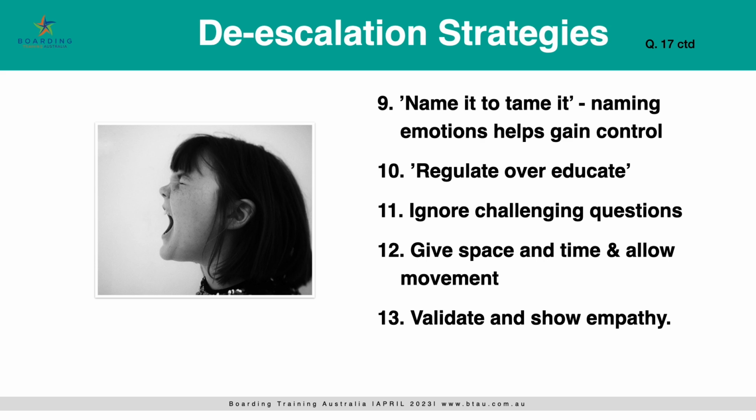So naming emotions helps young people gain control. Regulate, so regulate behaviour or emotions over education. This is not a time to be educating a young person. It is time to help them regulate themselves. Ignore challenging questions. Give space and time and allow for movement.